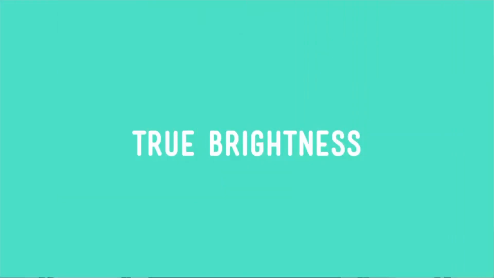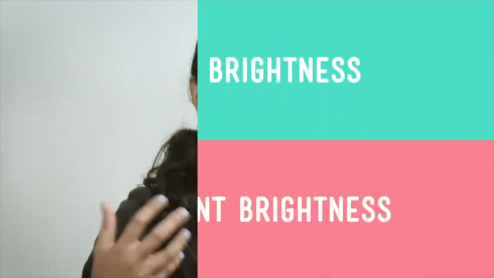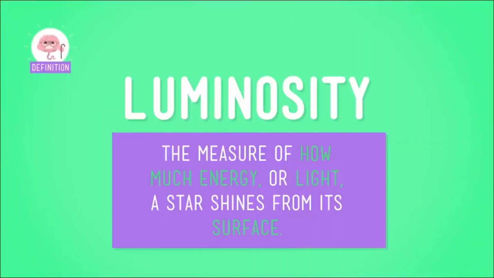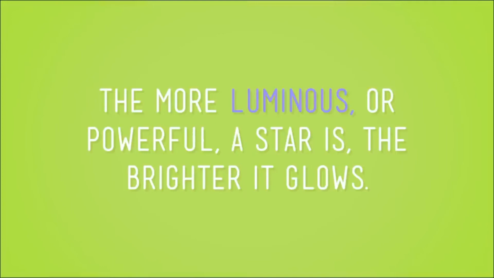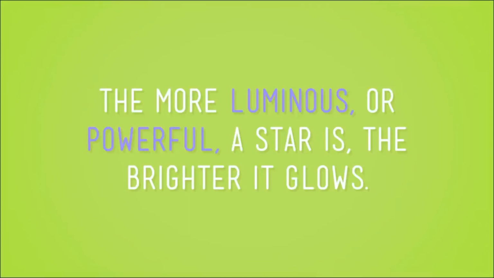There are two major things that astronomers look at when determining how bright a star is: its true brightness and its apparent brightness. Astronomers sometimes refer to a star's true brightness as its luminosity. Luminosity is a measure of how much energy or light a star shines from its surface. Think of stars like light bulbs. Light bulbs with higher wattages or more power glow brighter, right? Same thing with stars. The more luminous or powerful a star is, the brighter it glows.